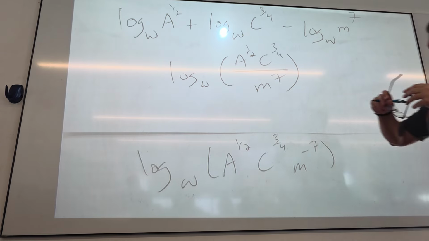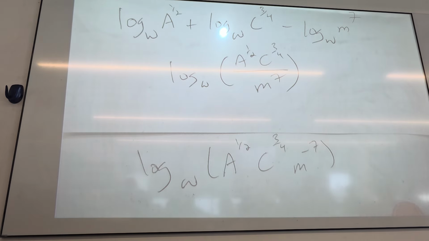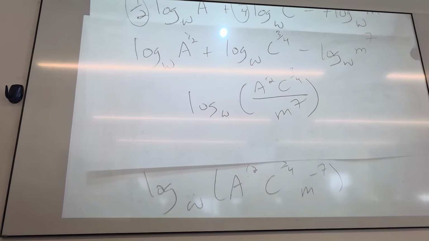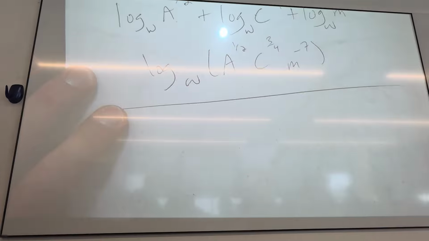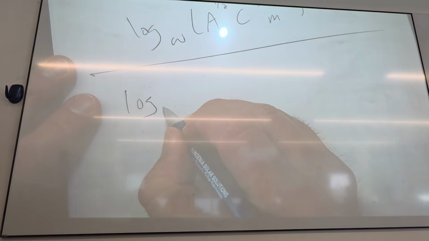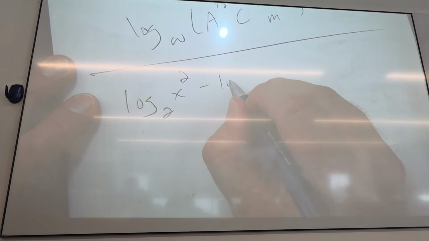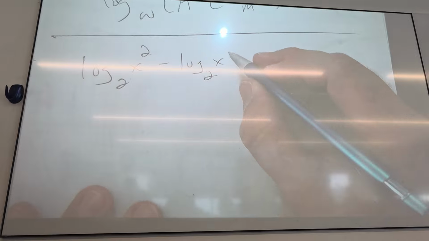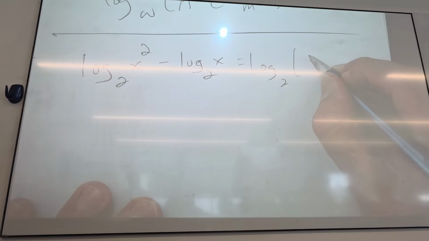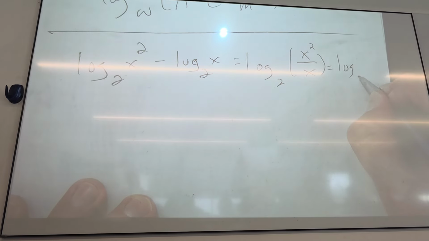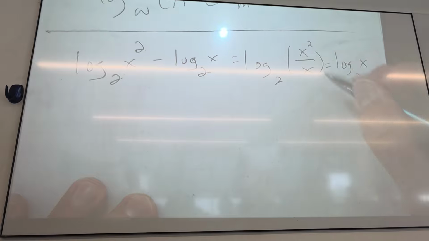I'll show you even one more thing. Any questions on that one? Okay. You good? Okay. If I have this, this one's kind of silly. How can I rewrite this one? Log base 2 of x squared divided by x. And of course that would be 1 x, because one x cancels. Is everybody with me?